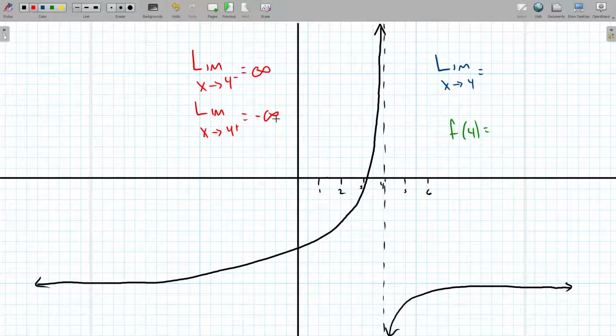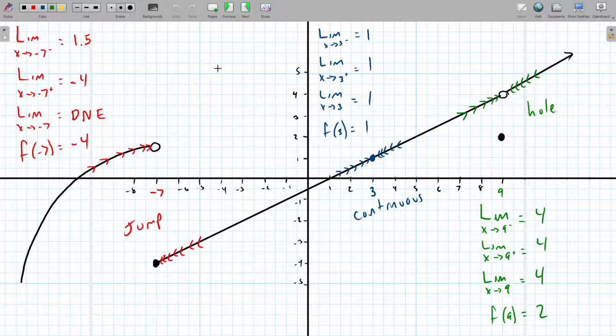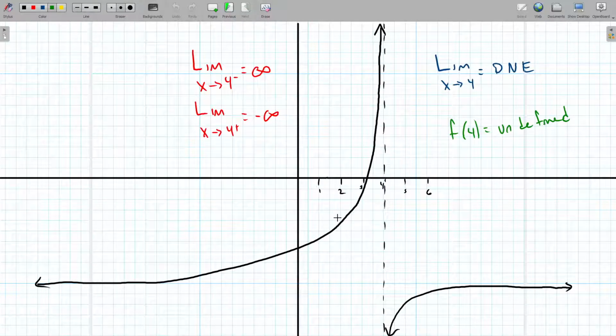Now infinity and negative infinity are not the same thing, so this limit as x approaches 4 from both sides does not exist. And if I try to plug 4 into whatever this equation is, I'm going to have an error, right? Something is going to be happening because I am getting this vertical asymptote, which probably means I'm dividing by 0. So the f of 4 in this case, because it's a vertical asymptote, is going to be undefined. All right, and just like that, we've seen all 4 situations, a jump, a continuous, a hole, and an asymptote for finding limits graphically.